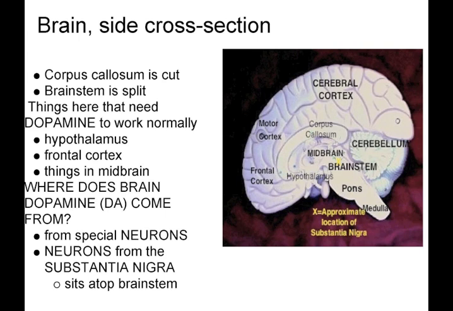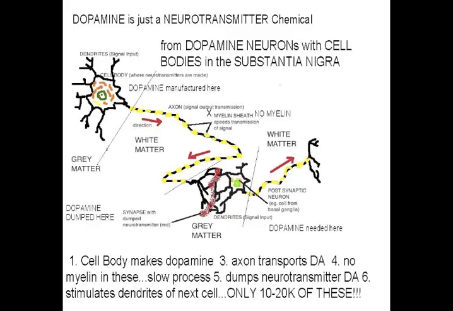Here's a side cross-section of the brain where the corpus callosum that connects the cerebral hemispheres is cut. The brainstem is split as well. Things that need dopamine to work normally include the hypothalamus, the frontal cortex, as was mentioned, and things in the midbrain, which we'll get into further. Where does this dopamine come from? It comes from an area called the substantia nigra, marked by the yellow X, which is a small area that sits atop the brainstem that contains neurons that produce dopamine.